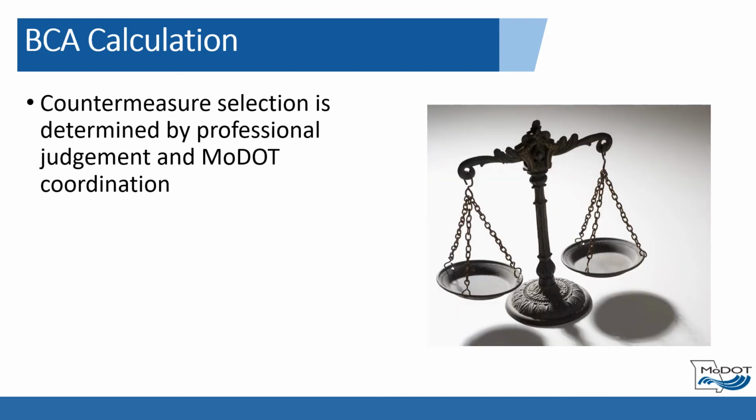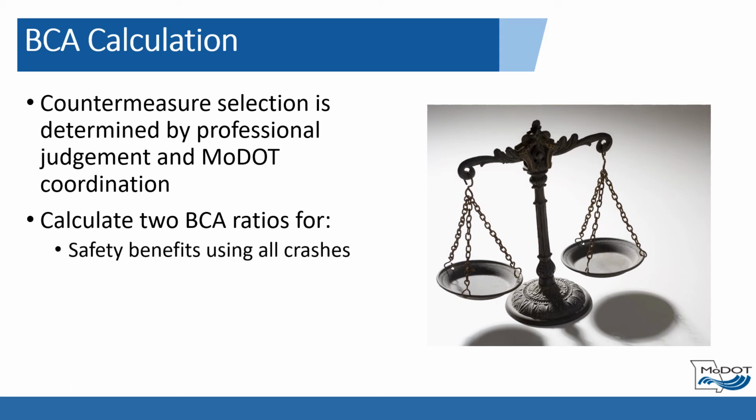The BCA ratio can be used as a comparison tool for countermeasure selection. However, it is ultimately up to professional judgment and MoDOT coordination to determine the best possible countermeasure for the project rather than selecting the option that results in the highest value. MoDOT typically calculates two BC ratios.